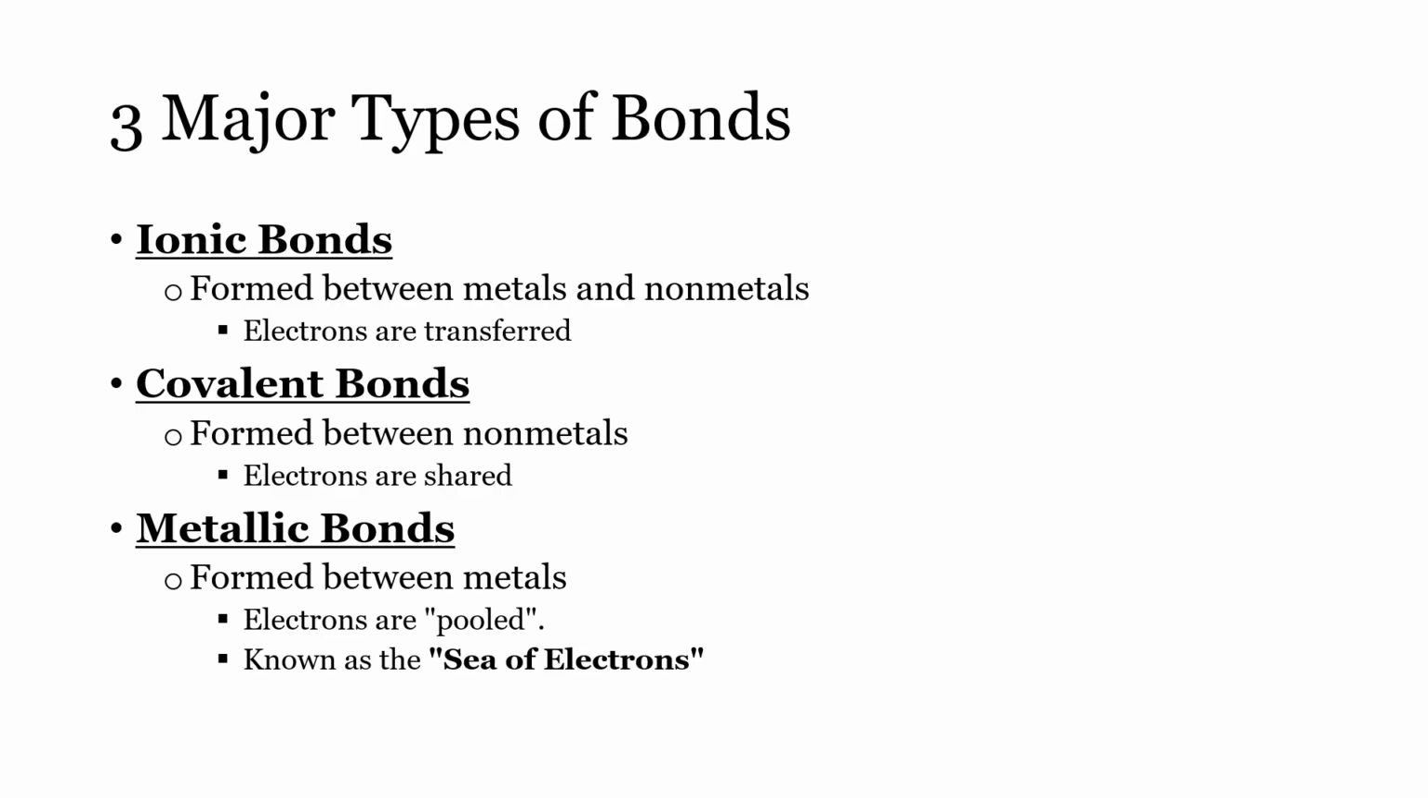And then the last one is going to be a metallic bond, which is formed between metals, in which case the electrons are kind of pooled. So all of the electrons inside of a metal are kind of just free floating, and this is known as the sea of electrons. And this is really the idea of why our metals are really conductive. Electricity is a movement of electrons, and so with this sea of electrons, those electrons are able to easily move, which is what electricity is. And so they are going to really love to use this phrase of sea of electrons when talking about metallic bonds.